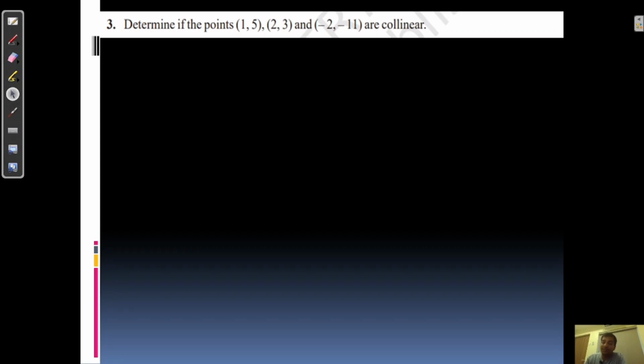Exercise 1 of coordinate geometry chapter. Now let us discuss question number 3. As you can see in question number 3, they are saying determine if the points (1, 5), (2, 3) and (-2, -11) are collinear. So last day I have taught you the property of being collinear.